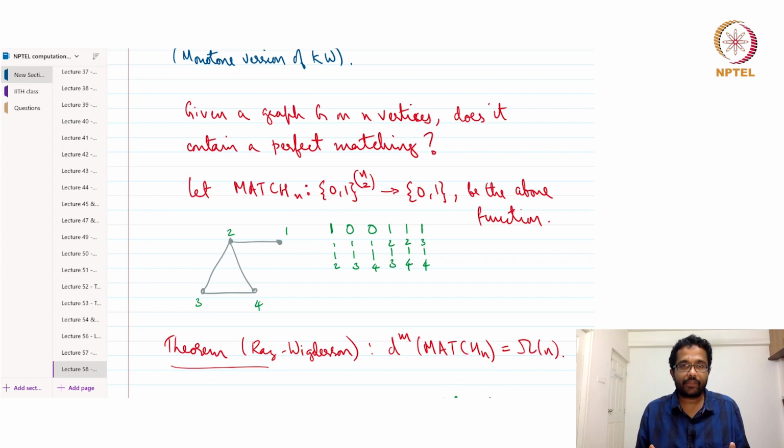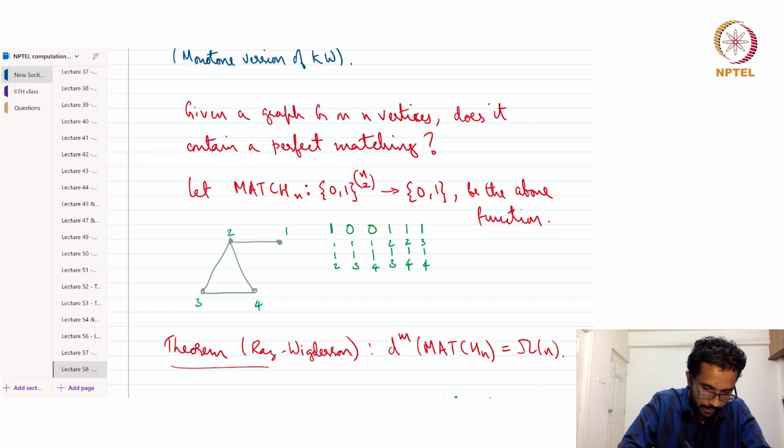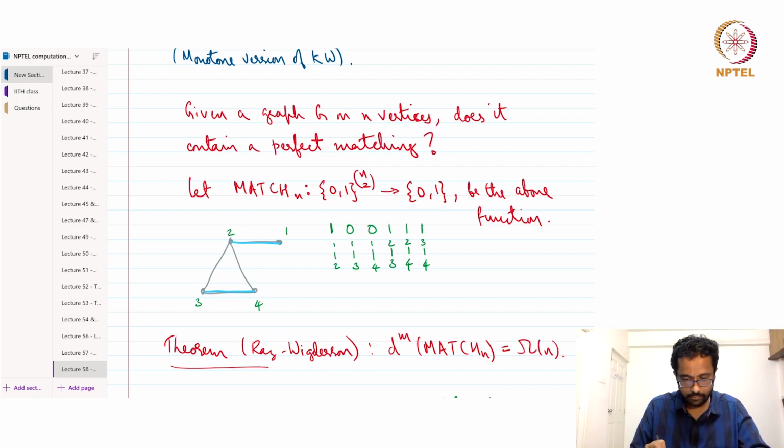Given this vector, one has to determine whether there is a perfect matching. So you can check this graph. Does it have a perfect matching? Yes, indeed it does. You could pick the edge 1 to 2 and maybe the edge 3 to 4. In fact, this is the only perfect matching.